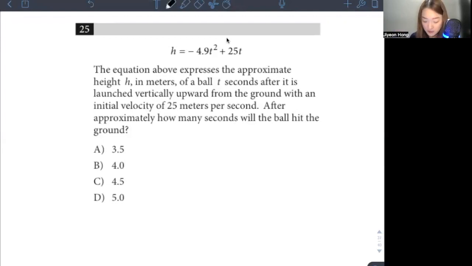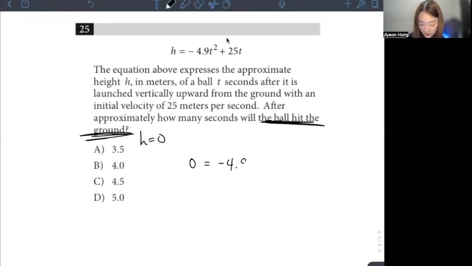Okay, so that's the first part you need to recognize: when the ball hits the ground, h equals 0. So I'm going to plug that in. So 0 equals negative 4.9 t squared plus 25t. It is really easy to use a TI calculator again for this and trace where the zeros are. Feel free to do that once again if you know how to do it, but I'm going to solve it without a TI calculator to trace the zeros.